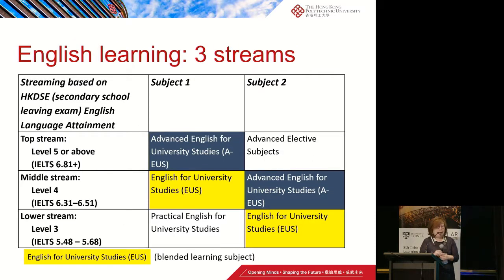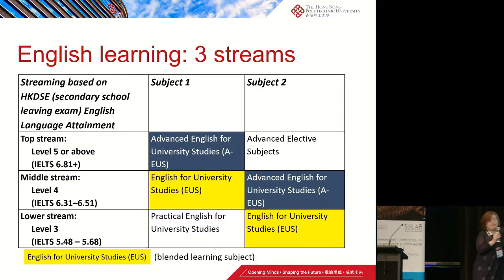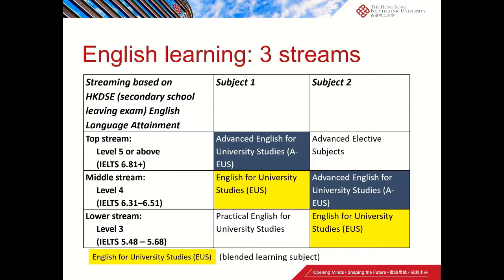Now this is how our streaming system looks. There are 3 streams, as you can see. The students who come in at a mere bare pass level are in the lower stream. All students do 2 subjects, and you can see that some subjects overlap. For example, the middle stream starts with an academic English subject, followed by an advanced academic English subject, whereas the upper stream starts immediately with the advanced English subject. And the core subject that most students take, as I said just now, is a blended learning subject, which is something new in our university.